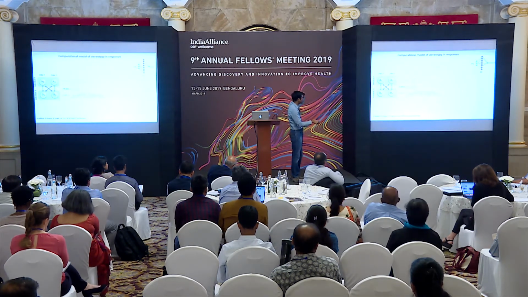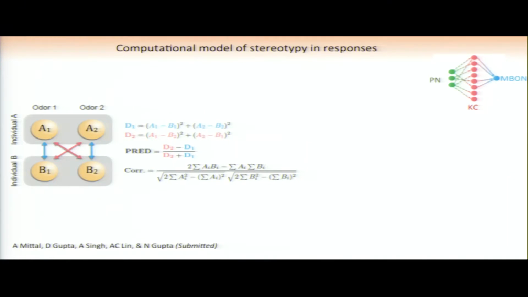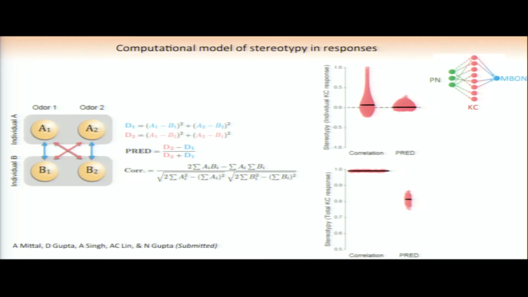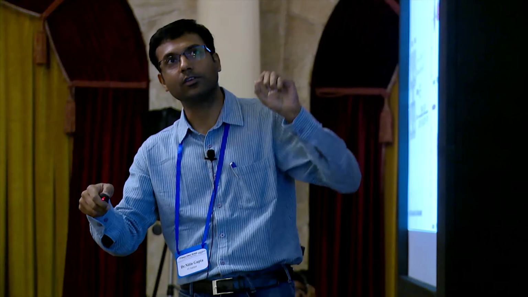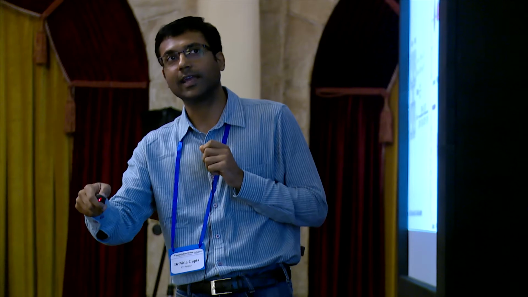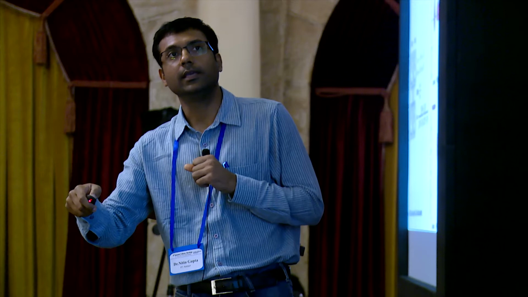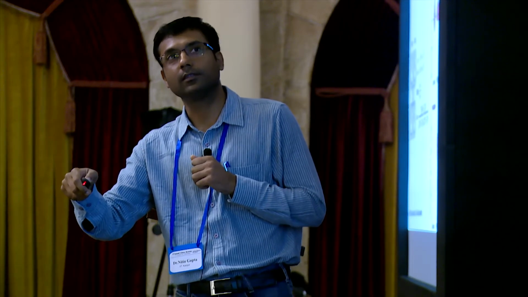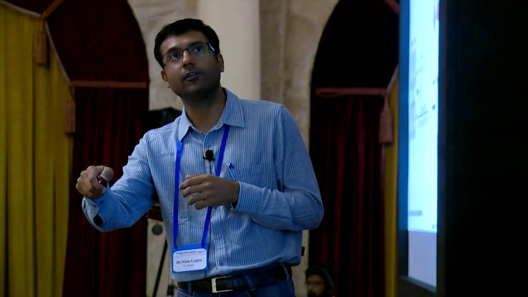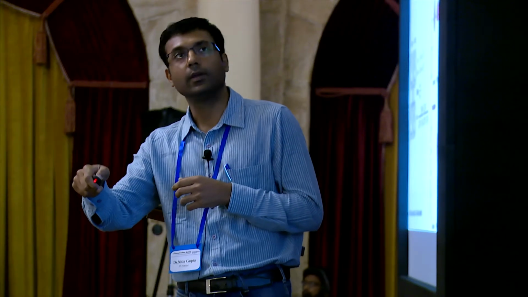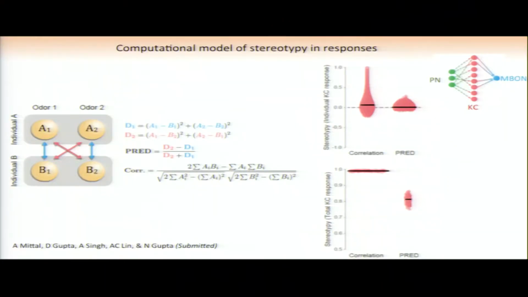So basically we measured the stereotypy using two metrics: a correlation based metric comparing the responses across two individuals and for pairs of odors, and another metric that we defined. With both metrics we found that even though the responses of individual neurons in the second layer were not consistent across animals, the responses of the third order neurons were consistent, and this consistency came from the population of the second order neurons. The whole population response of the second layer was also consistent.